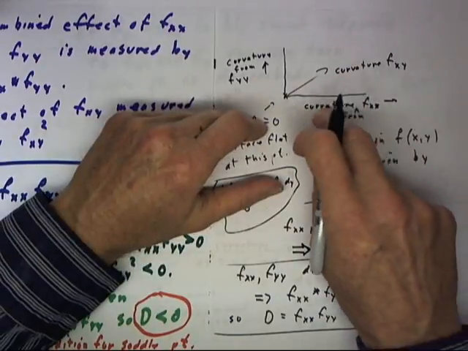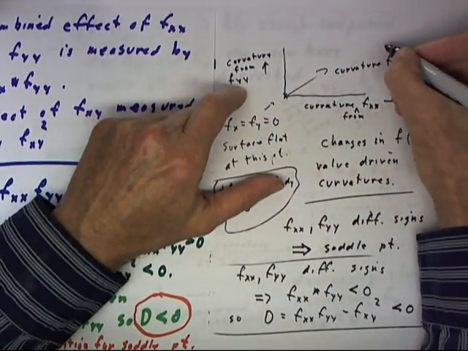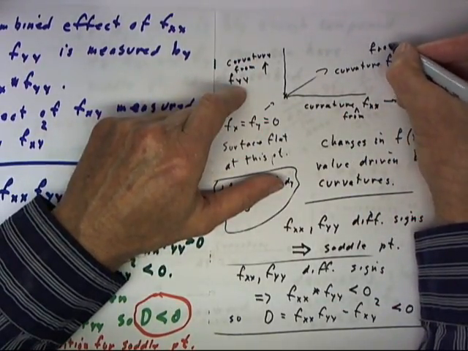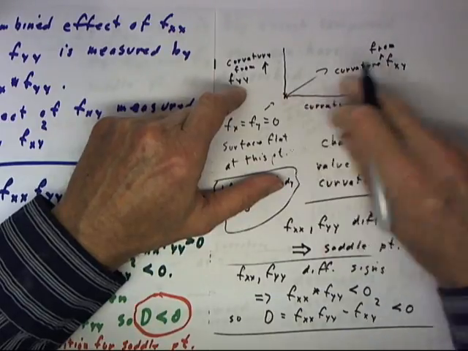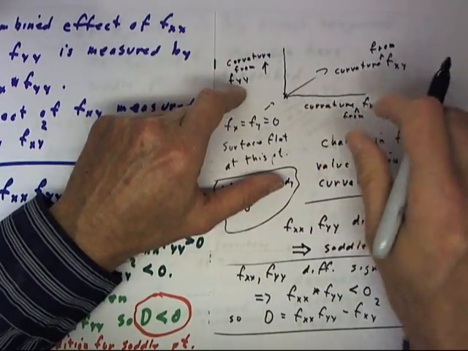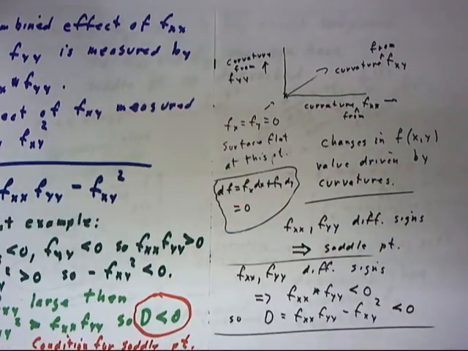I note that I labeled this curvature from fxx and from xy. I better make this fyy. We got a curvature from fxy, not a curvature fxy.